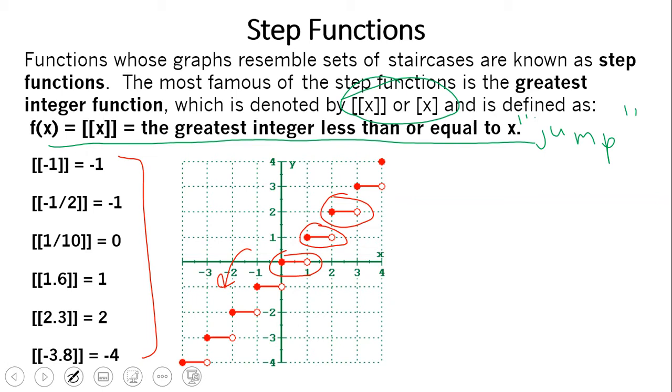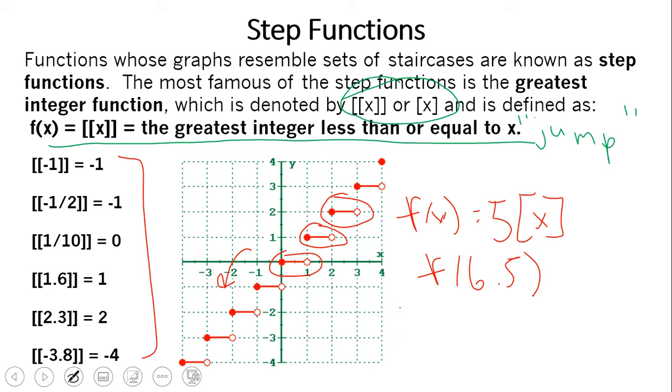So for example, let's say that I was to say that f of x was equal to 5 times the greatest integer function. And again, double brackets or single brackets, it really doesn't matter. Let's say that I wanted to find f of 6.5. That would be 5 times the greatest integer function of 6.5. So 6.5 would go down to 6. 6 times 5 would give you an answer of 30. So even if there are other values in your equation, always do the greatest integer part of it first.